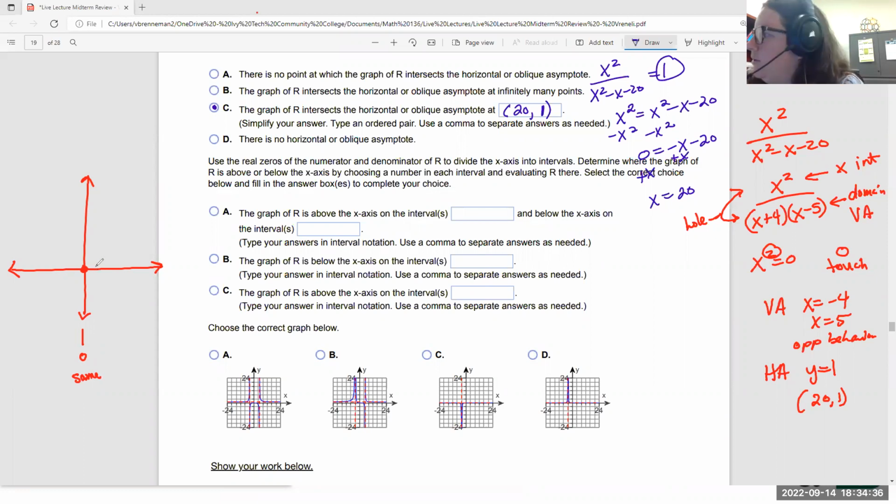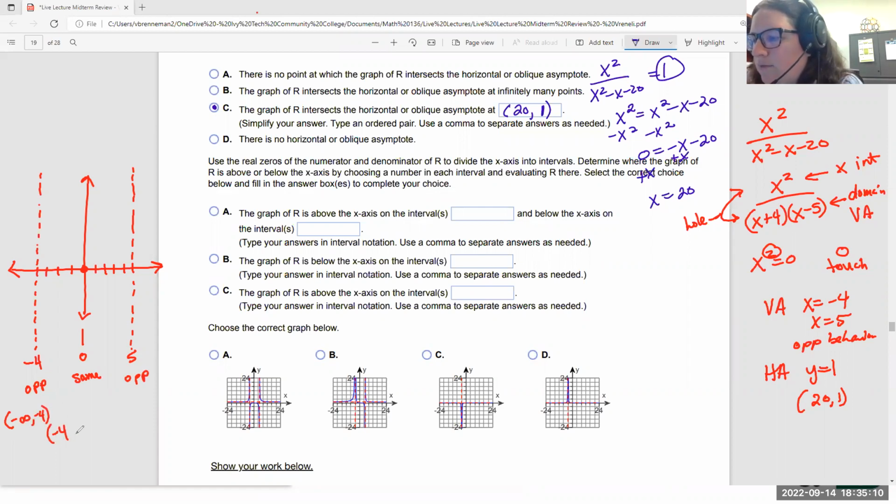Then I have the vertical asymptotes at -4. And I know it's going to be opposite there because that factor was not squared. And then at +5. And again, it's going to be opposite. It's going to switch on either side of that. And that takes care of all 3 factors of the top and the bottom. So I get 4 pieces here: -infinity to -4, -4 to 0, 0 to 5, and 5 to infinity.